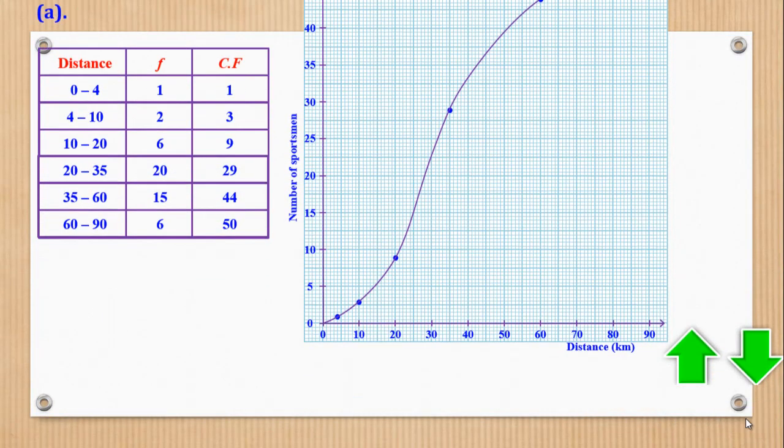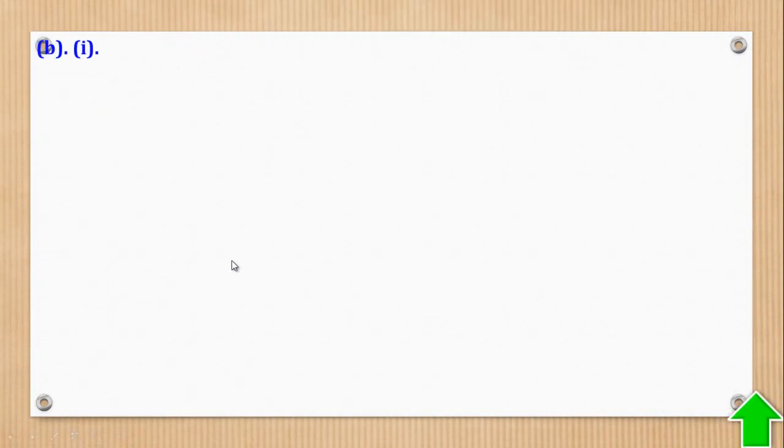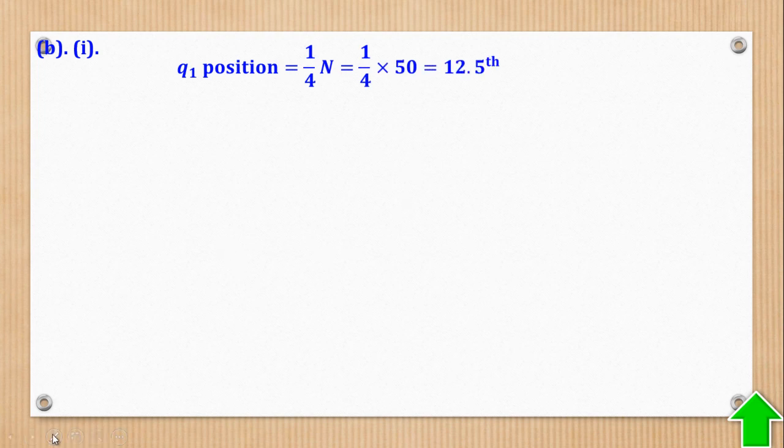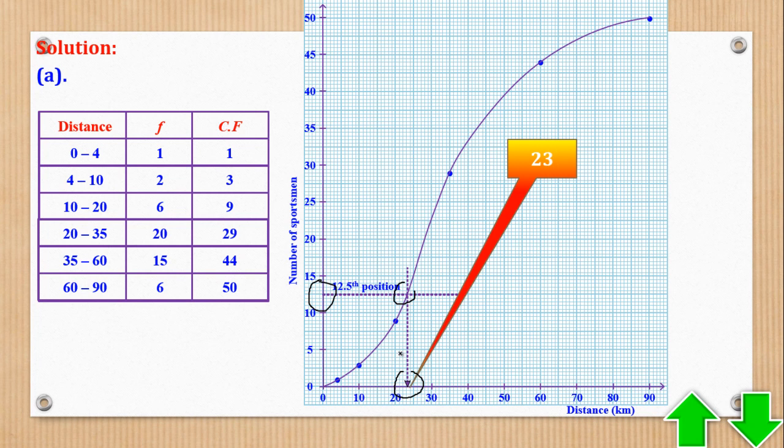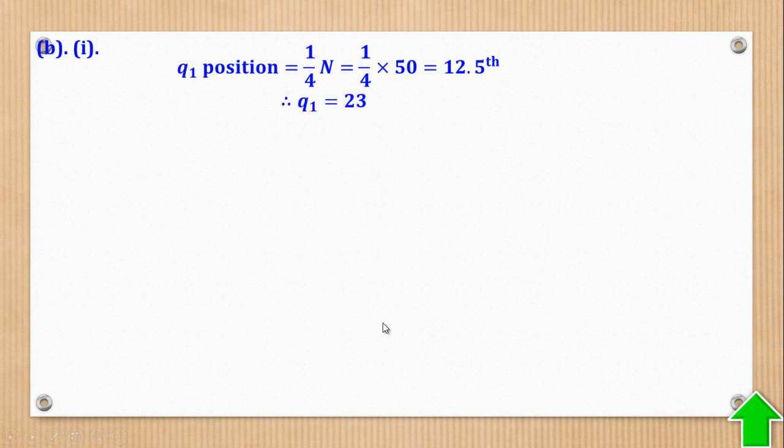First, you need to get the position. So I'll come here and say, Q1 is used to denote lower quartile. So lower quartile position is 12.5. Therefore, I'll come back to my graph and look for 12.5 and take a horizontal line to meet the curve, drop a perpendicular to meet the horizontal axis, and read off that value. It will be 23. Therefore, our lower quartile will be 23. So I can come here and say Q1 is 23.